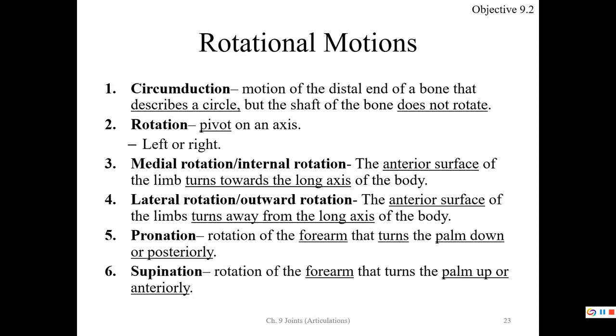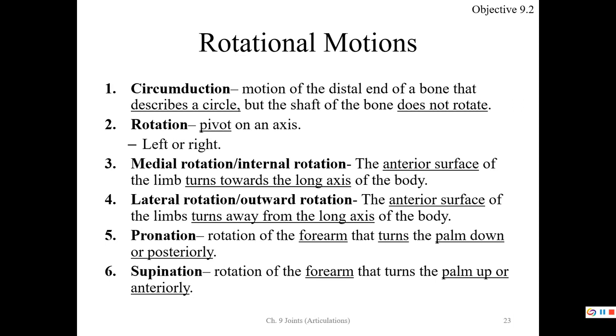Rotation is pivot on an axis, left or right. Like you look left, you look right, your head rotates. Medial or internal rotation is where the anterior surface of a limb turns towards the long axis. Like if I were to bring my shoulder forward, moving it in towards my pecs. Okay, lateral rotation or outward rotation is when I take my shoulder and move it away. I'm going to pull it out like I'm reaching behind me.